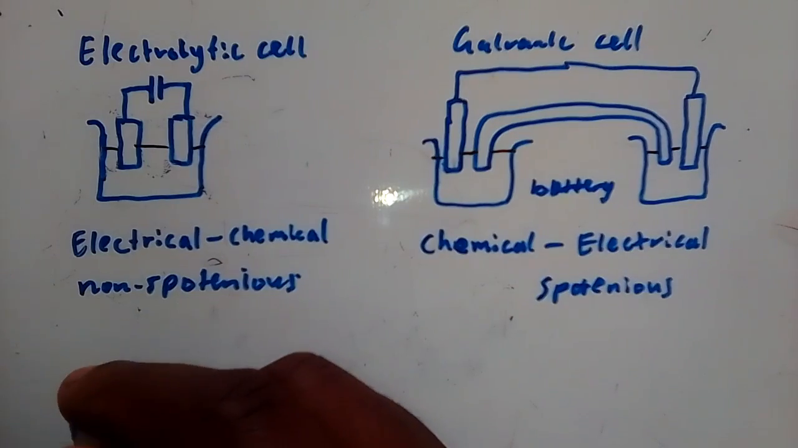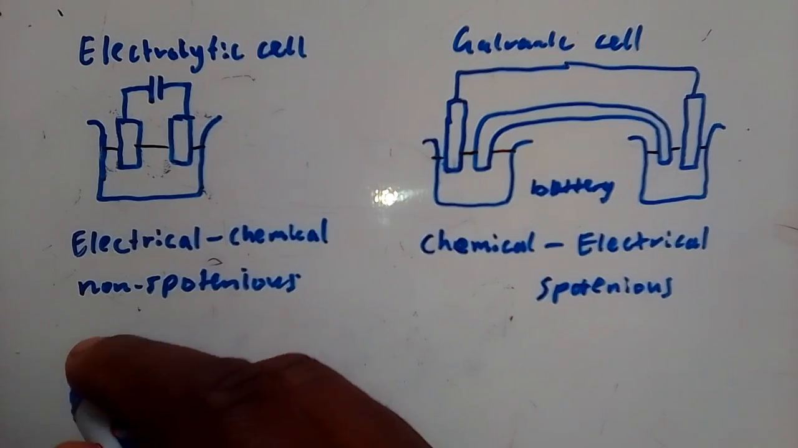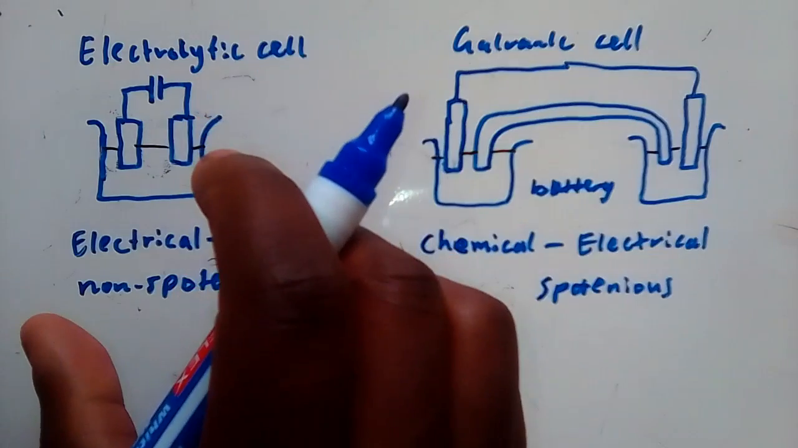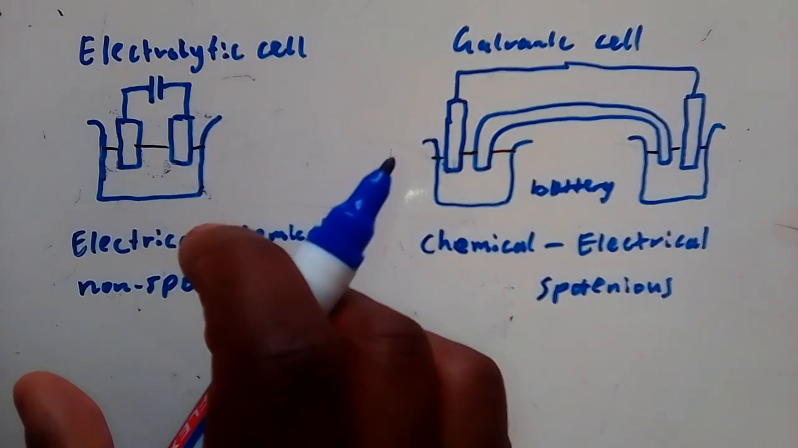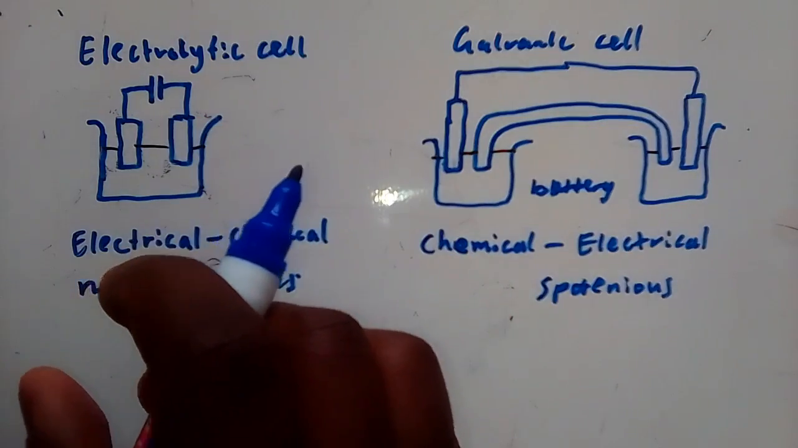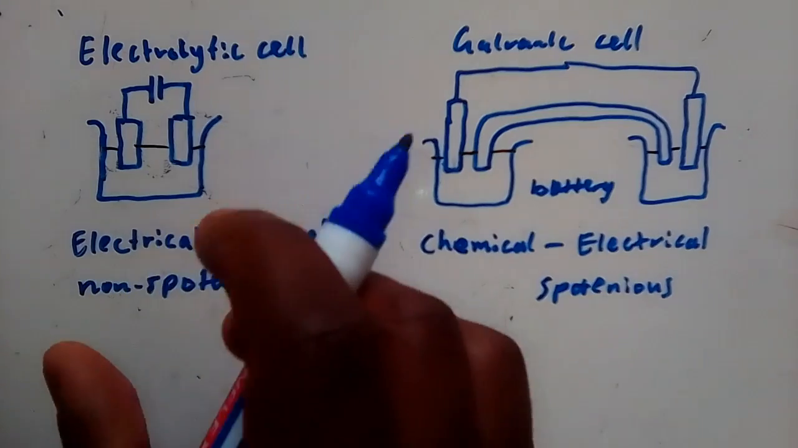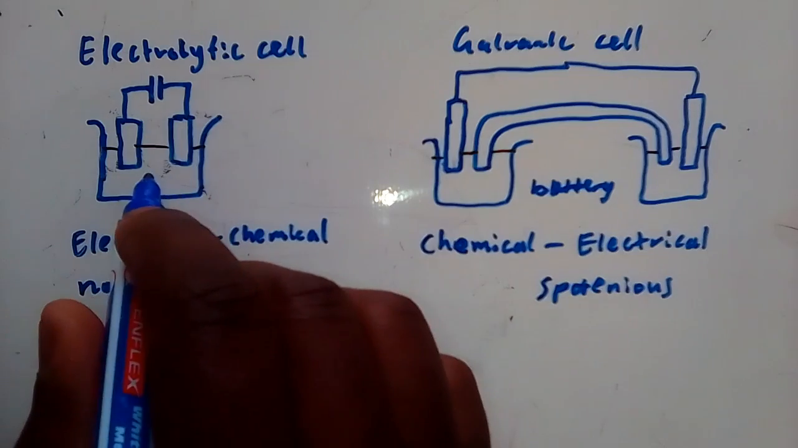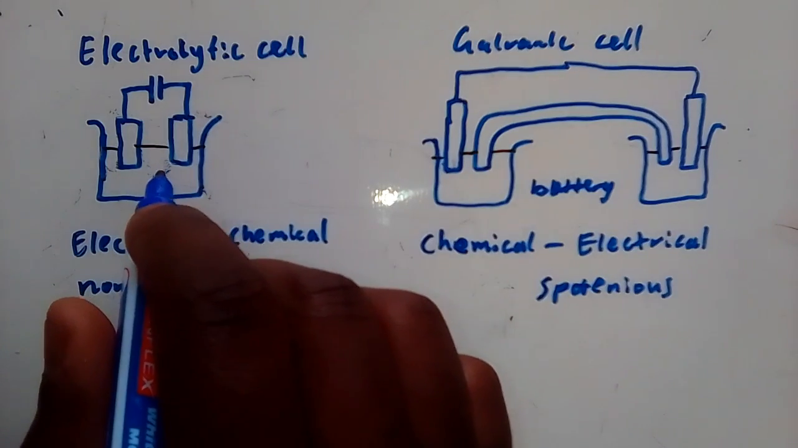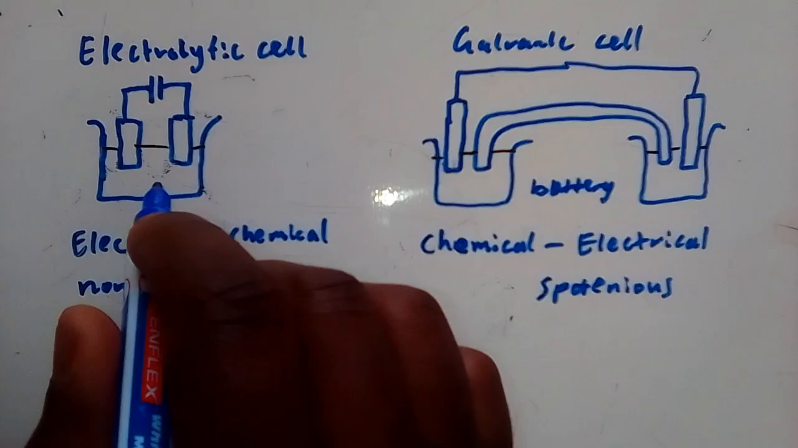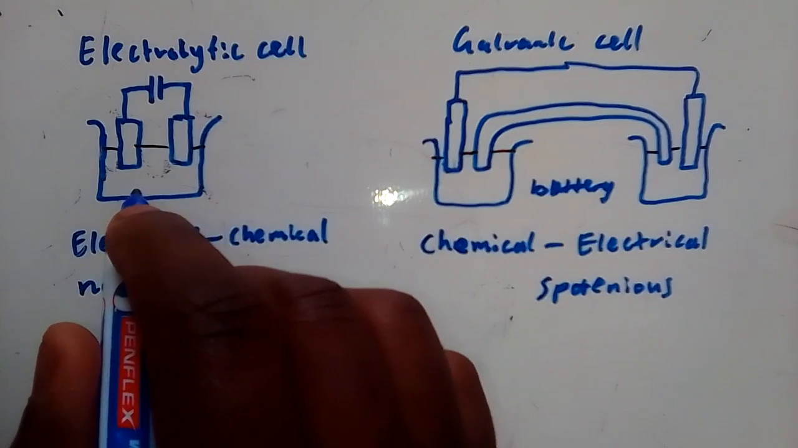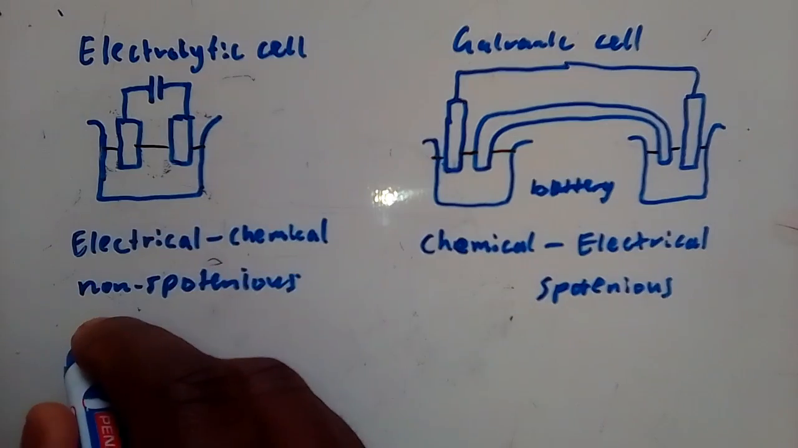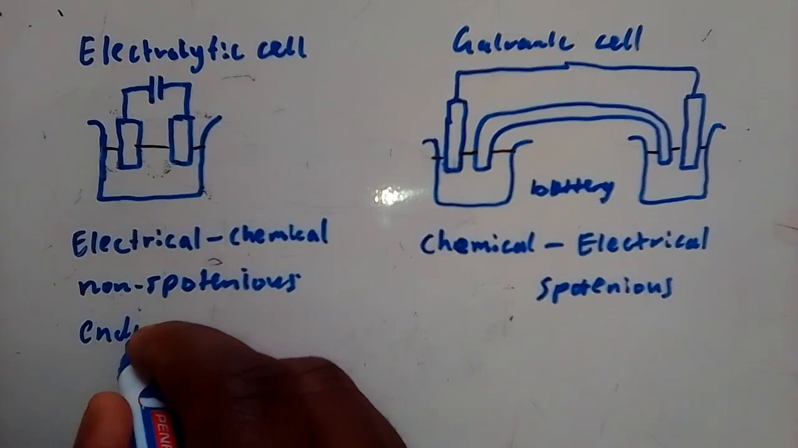Then we can also talk about whether it's endothermic or exothermic. The electrolytic cell is endothermic. Notice that endothermic reactions usually need heat or light. The chemical part of the electrolytic cell cannot happen on its own. It needs an interference of energy, so energy needs to be added for the reaction to happen. Therefore, this is going to be an endothermic reaction.